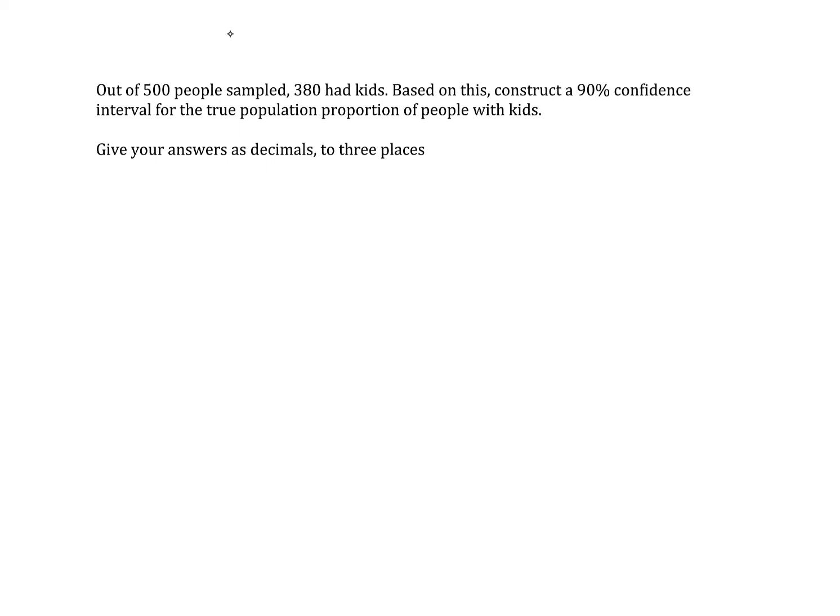Out of 500 people sampled, 380 had kids. Based on this, construct a 90% confidence interval for the true population proportion of people with kids. Give your answers as decimals to 3 places. All right, so we want to find a 90% confidence interval.